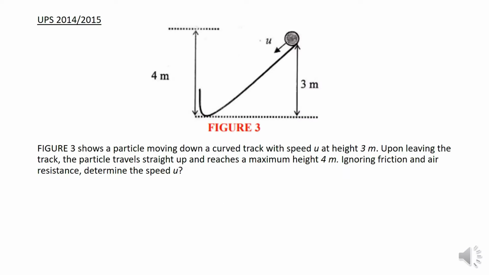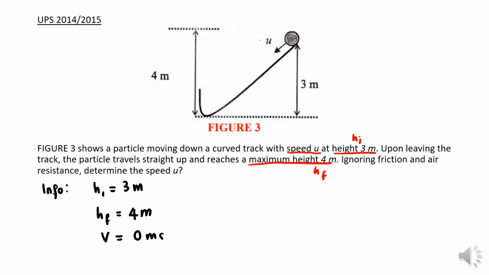Next, proceed with UPS 2011-2015, where we have a particle moving down a curved track with speed u at a height of 3 meters. Leaving the track, the particle travels straight up and reaches a maximum height. Maximum height means that the velocity equals 0. We want to find the speed u, the initial speed. List down all the information: initial height 3 meters, final height 4 meters, and final velocity 0 meter per second at the maximum point.